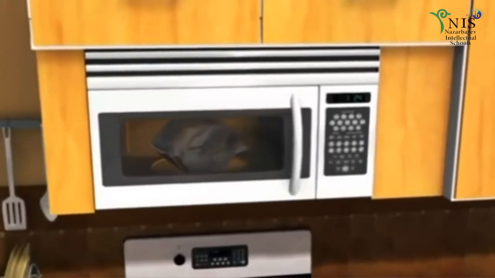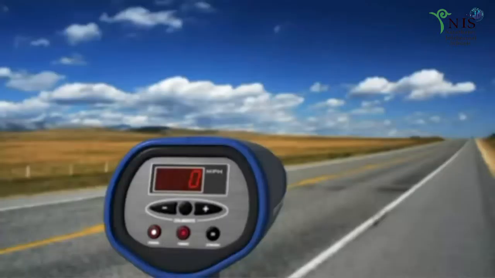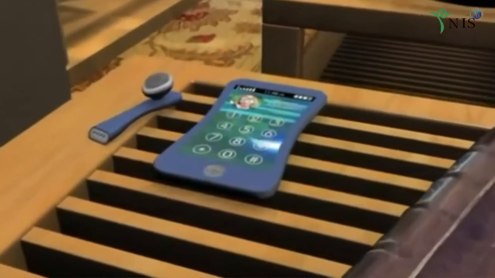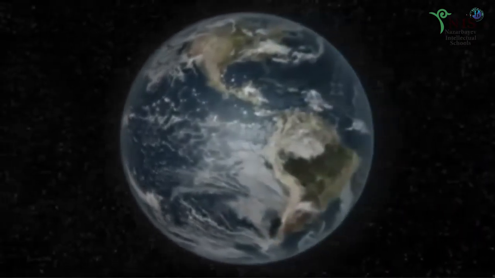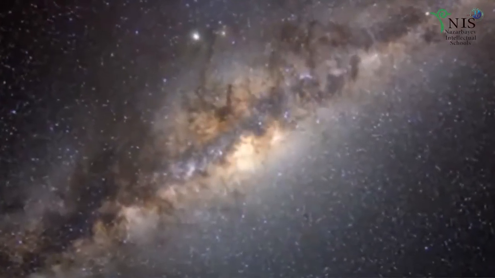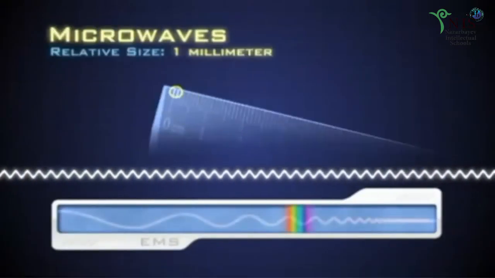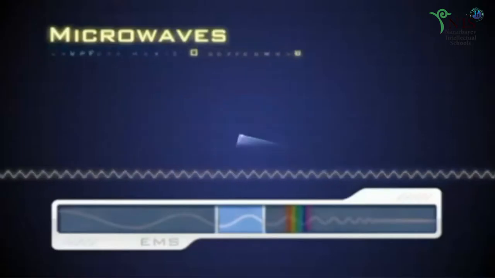Microwaves can pop your popcorn. They can catch you speeding. They carry thousands of phone channels to speed your calls. But can microwaves help us learn about our world and our universe? Let's find out. With wavelengths ranging from 30 centimeters down to 1 millimeter, microwaves fall between radio waves and infrared.